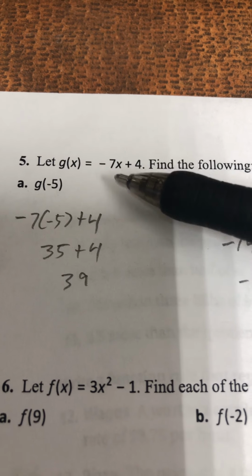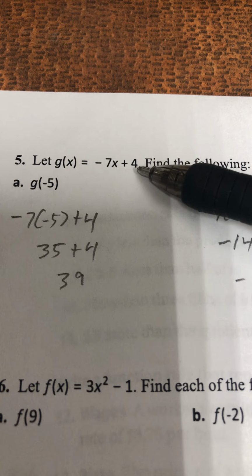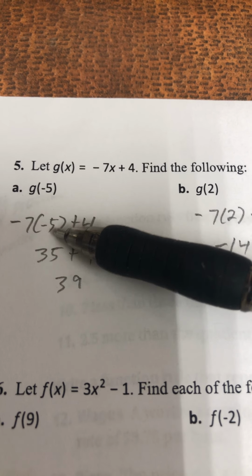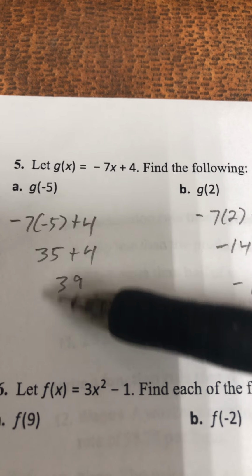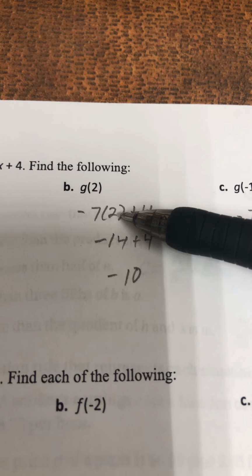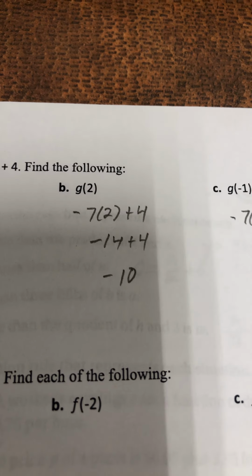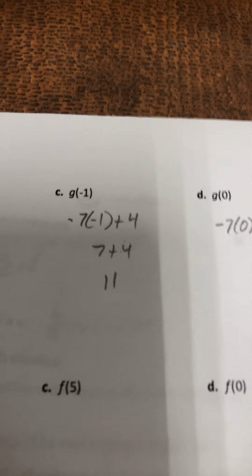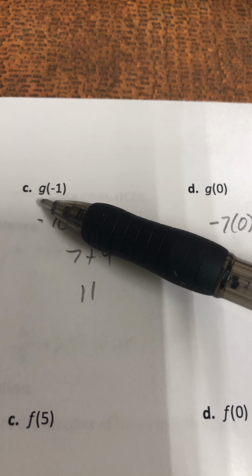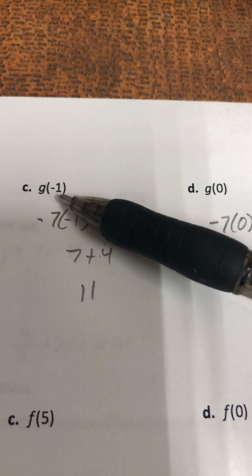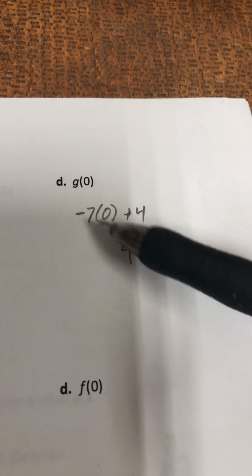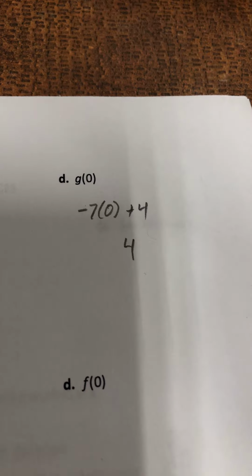Let g of x equal -7x plus 4. So in parentheses, I have my new x value, which is -5, and then I work it out. Then I change it to 2. Once again, you could set it up on your calculator and then just change that value inside the parentheses, because that's the x. The function of x is -1 for that one. And then for 0, you multiply by 0, and you're just left with the 4.